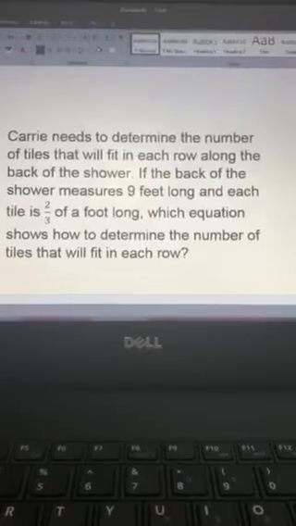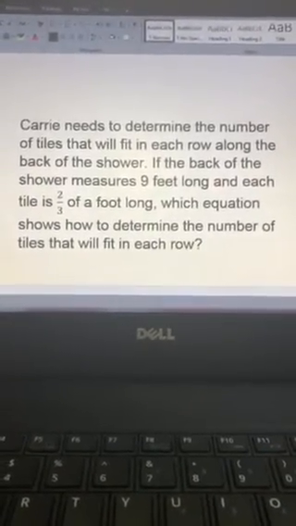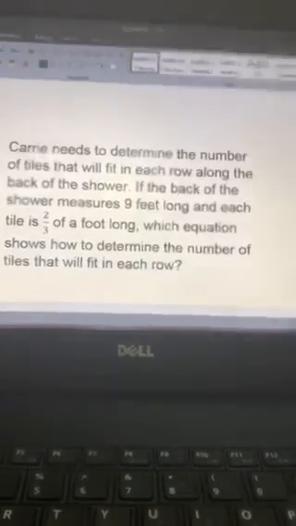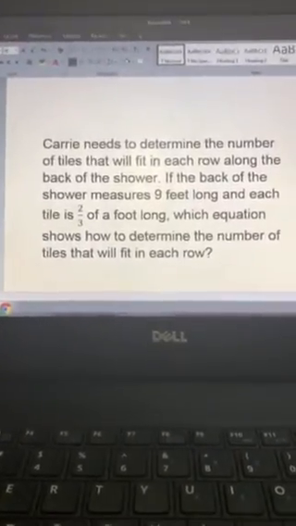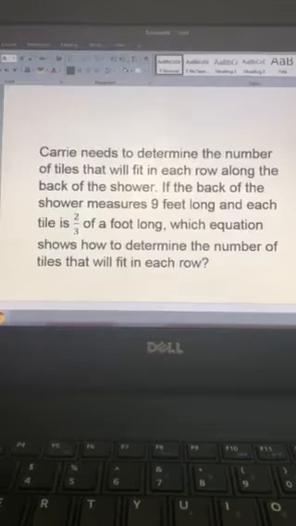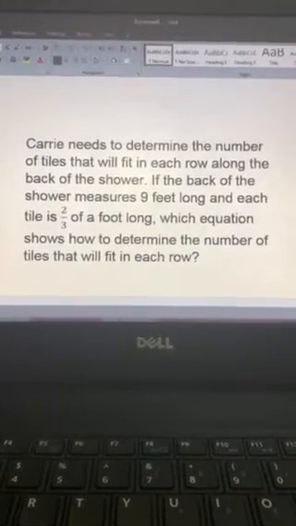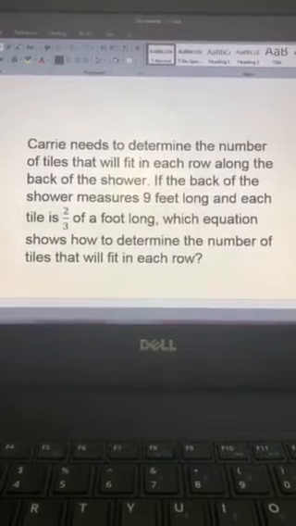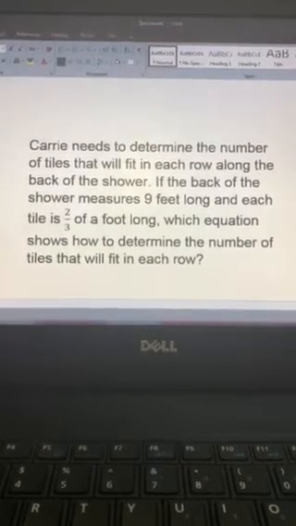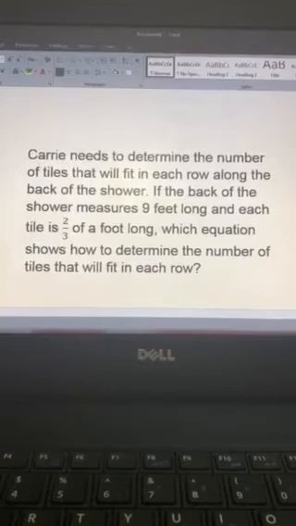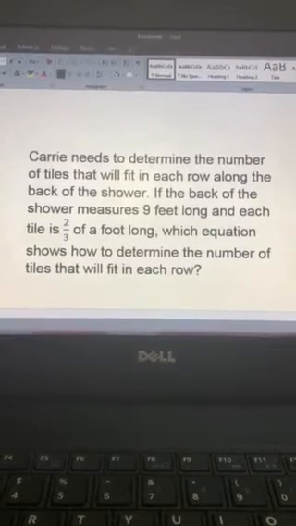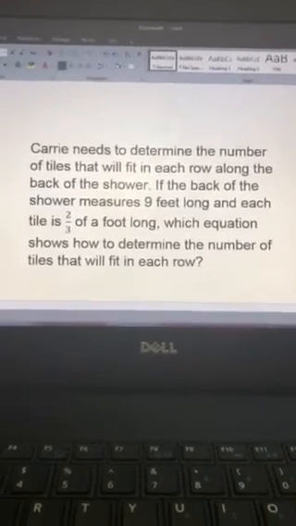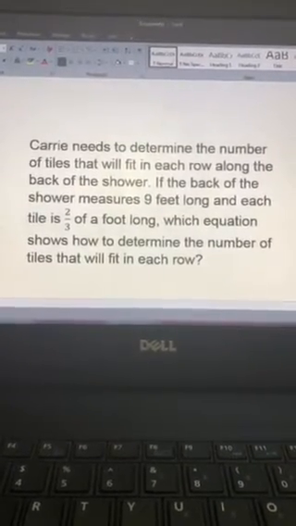Carrie needs to determine the number of tiles that will fit in each row along the back of the shower. So already I read that we're going to have something fitting together to make up a total. If the back of the shower measures 9 feet long and each tile is 2/3 of a foot, which equation shows how to determine the number of tiles that will fit in each row? Think about drawing a picture.